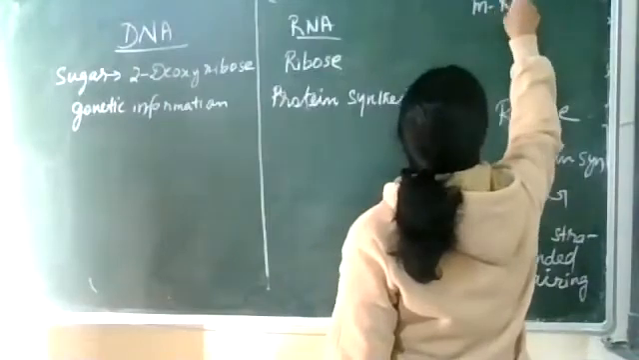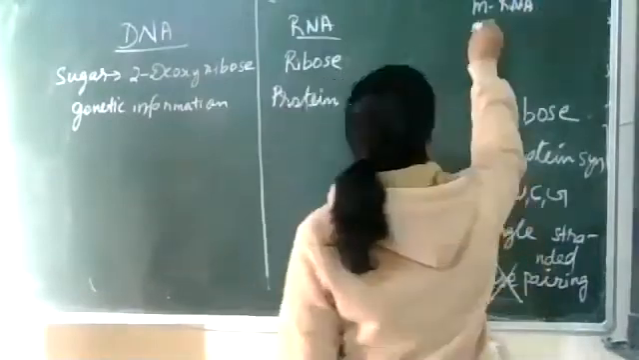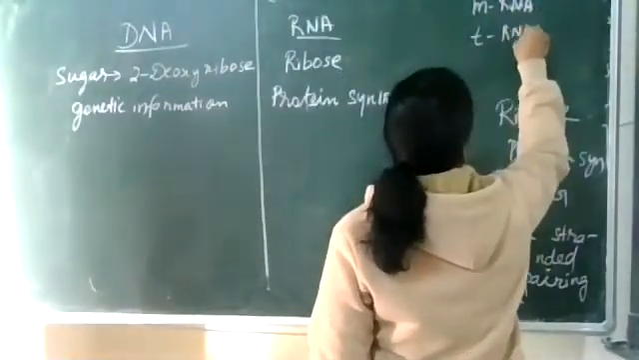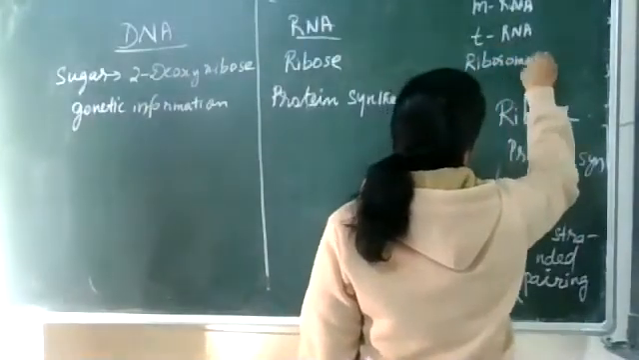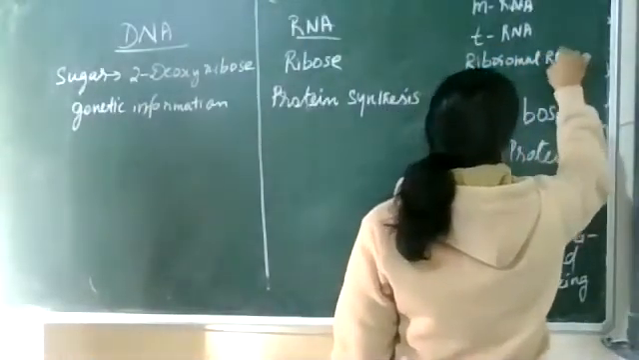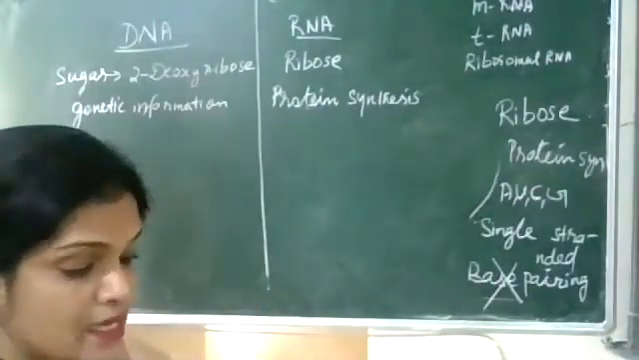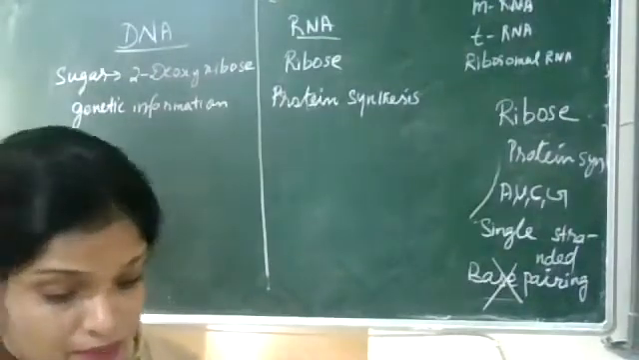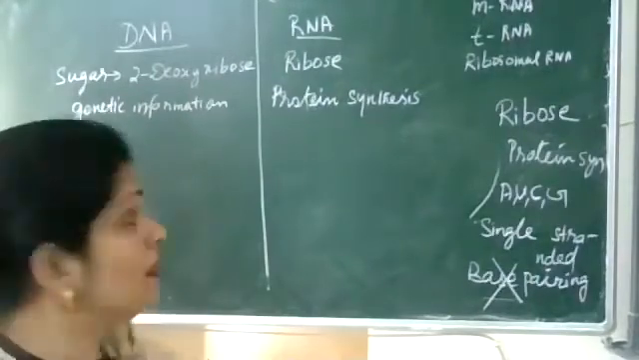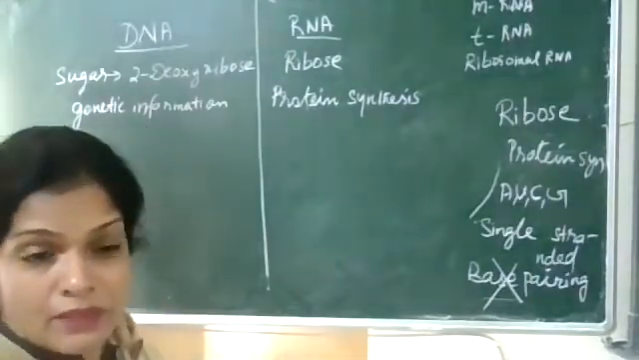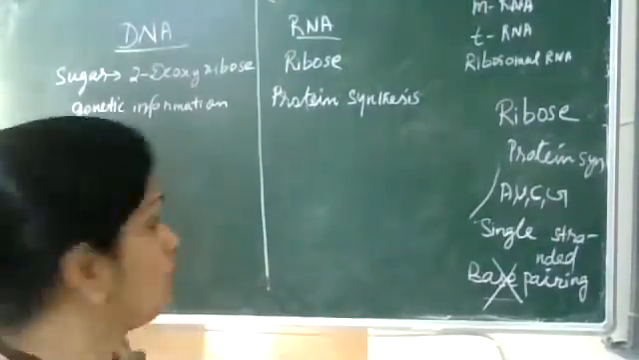Messenger RNA, transfer RNA, and ribosomal RNA. They have different functions. You have to learn only the names: messenger RNA, that is mRNA, transfer RNA, that is tRNA, and ribosomal RNA. All have different functions. You have to learn by heart only the names of these types of RNA.